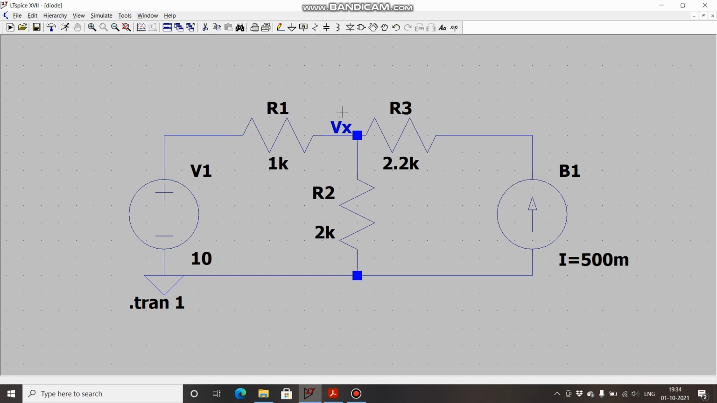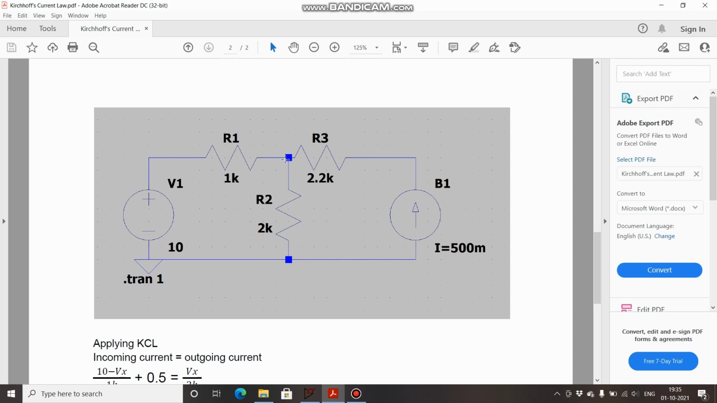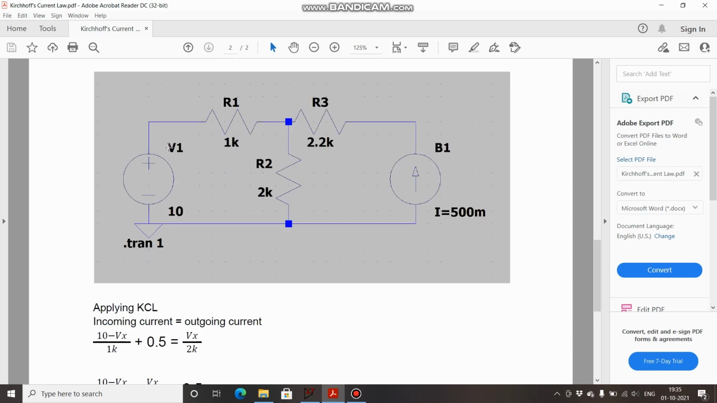First of all, we will assume the current direction at a node. At node Vx, we assume the current of 500 milliamperes is entering the node, and the current from this voltage source is also entering the node, whereas the current flowing through R2 of 2k ohms is leaving the node. If you write the KCL equation at this node, incoming equals outgoing current. For the voltage source branch, we can write V1, that is 10 volts, minus the nodal potential we have assumed to be Vx, so 10 minus Vx divided by 1k, which is this resistance.